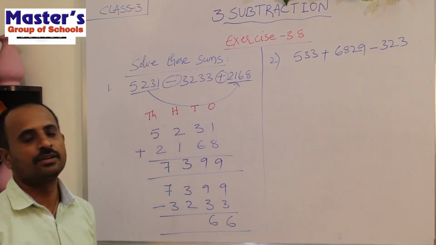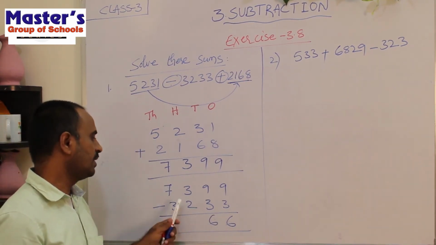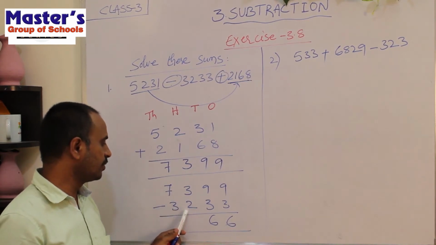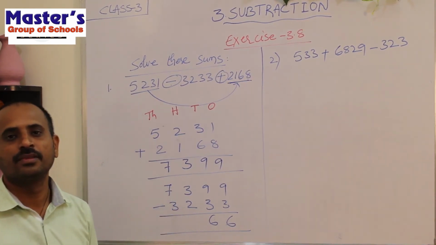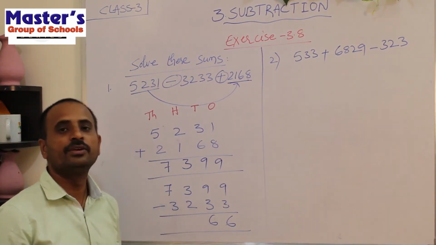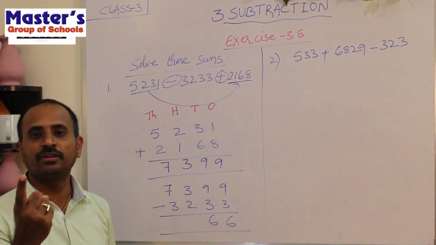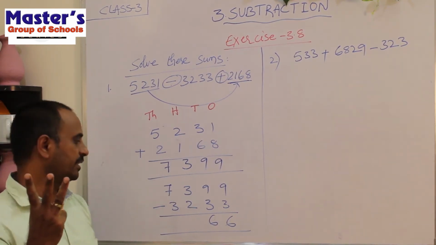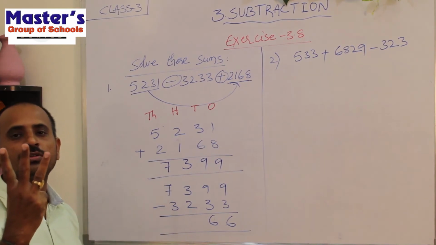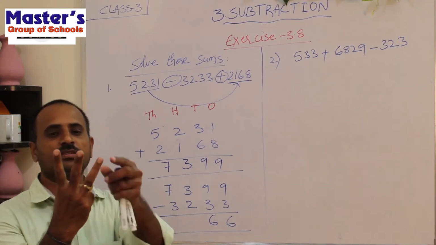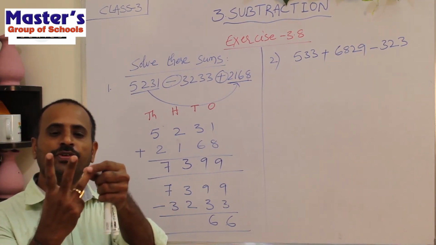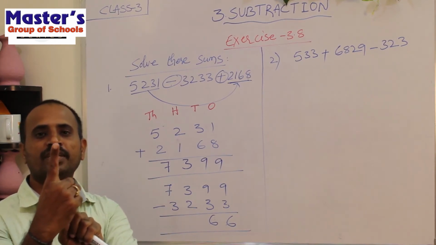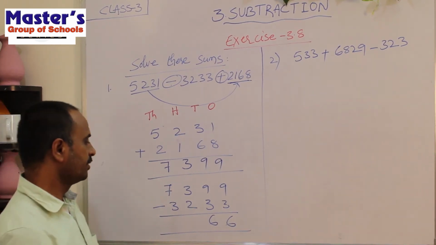So write 6 here. Now go to hundreds place. What are the digits in it? 3 and 2 are in hundreds place. So what is the first number? 3. Open 3 fingers of your hand. 1, 2, 3. So what is the second number here? 2. So close 2 fingers among these 3 fingers. Children, I am closing 2 fingers. 1, 2. How many fingers are there remaining? There is 1 finger remaining.